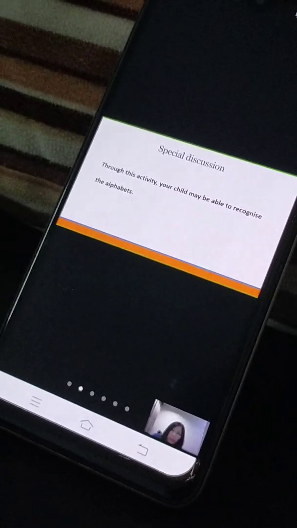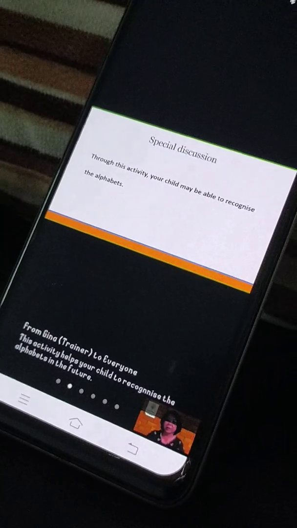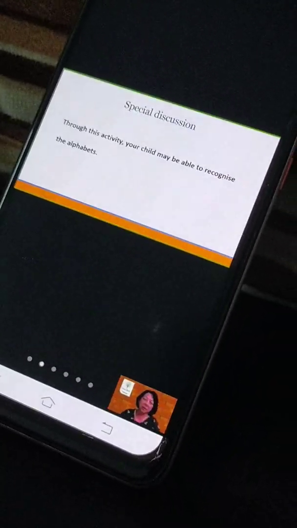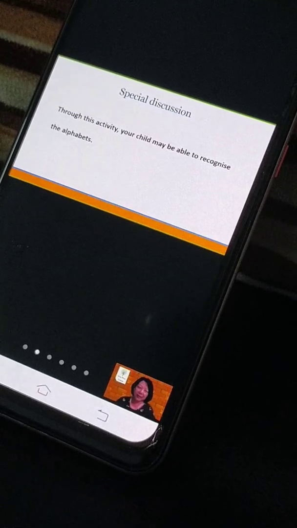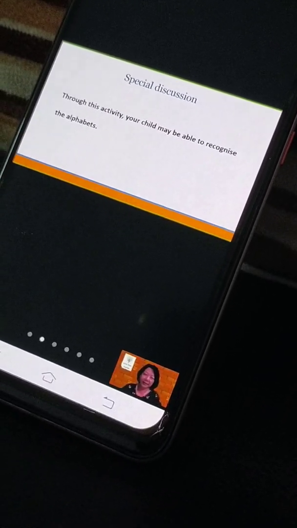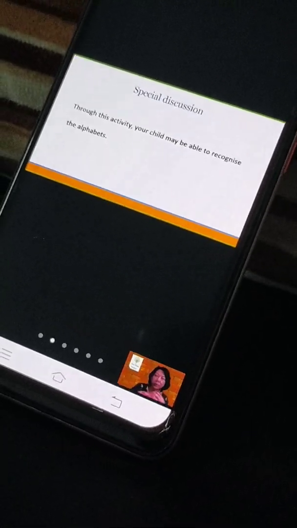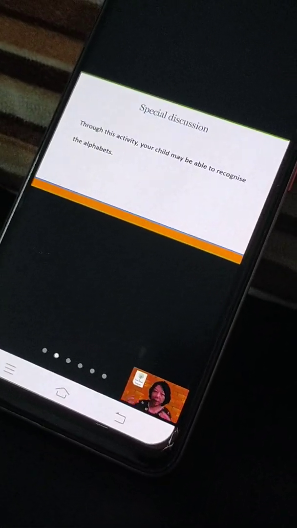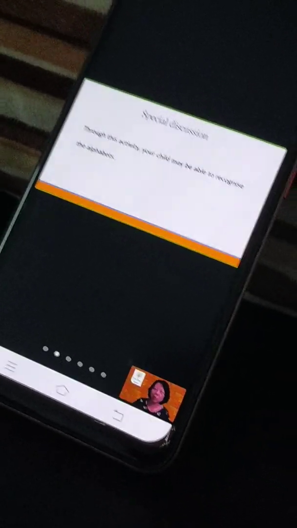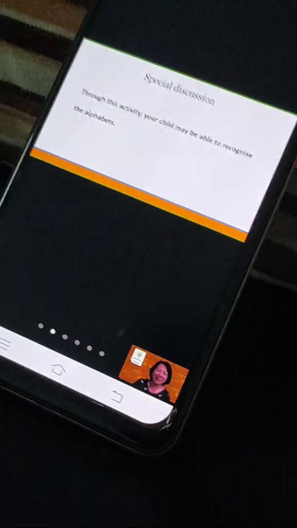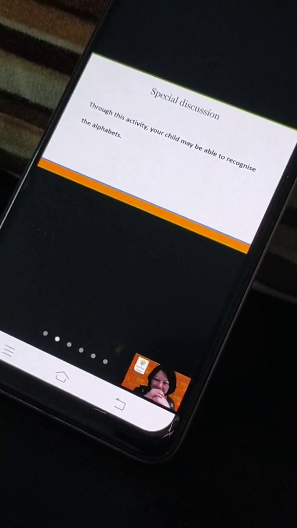Another way of writing it would be, this activity helps your child to recognize the alphabet. So there's another way, right? What I'm trying to tell you is to try to use different ways of writing the sentences. After a while, it becomes like a template.